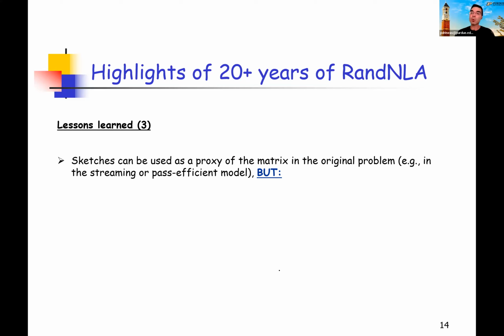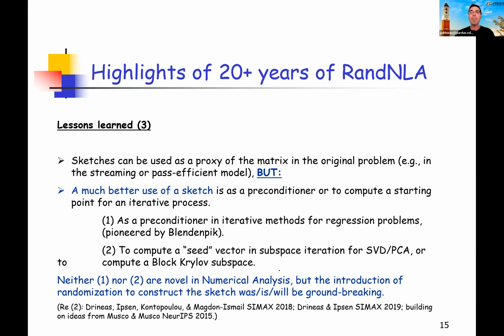The sketches can be used as a proxy of the matrix in the original problem. It's the sketch and solve approach. So you sketch the matrix and you do something with the sketch. You never go back to the original matrix. A much better idea is to use the sketch as, I'm going to say, a preconditioner, or to compute a starting point for an iterative process. And if you don't know exactly what that is, all I'm saying here is to use the sketch, compute something with the sketch, then go back and compute more things using the original matrix. If you don't have access to the original matrix, of course, there is nothing you can do. But if you have access to the original matrix, it's always beneficial to iterate. Do something with the sketch, iterate with the original matrix.